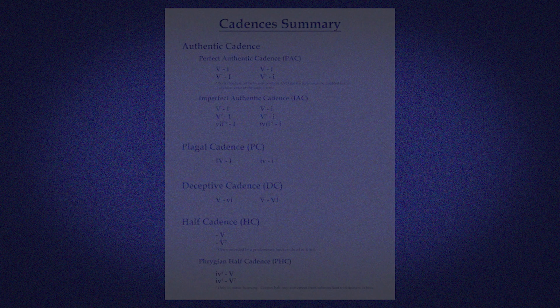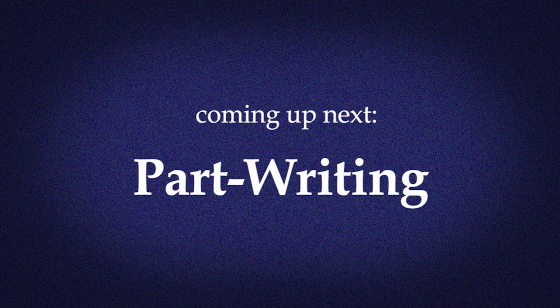Now that we have some basic guidelines for how chord progressions are organized, we need to start putting this to use and look more specifically at how the notes of these chords should be arranged to create smooth, flowing harmonies within the different parts of a typical piece. This is called part writing, and it's what our next video will begin to cover.